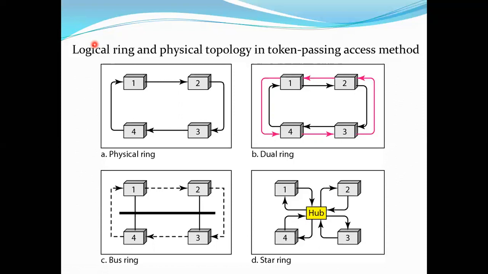That means for each station, there is a predecessor and a successor. The predecessor is the station which is logically before the station in the ring. The successor is the station which is logically after the station in the ring. The current station is the one that is accessing the channel right now. The right to this access has been passed from the predecessor to the current station. This is how it normally happens.